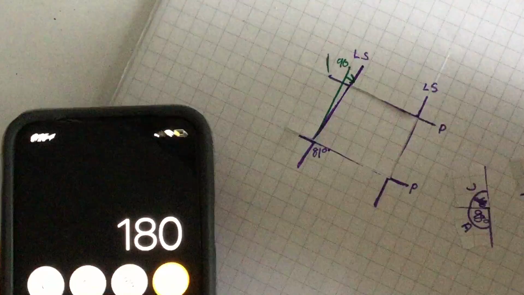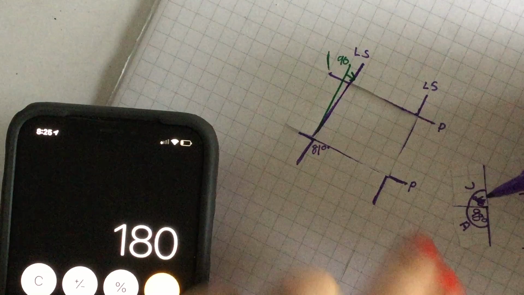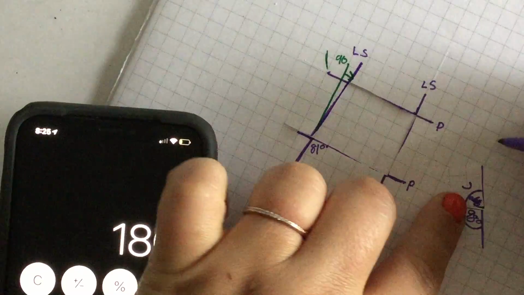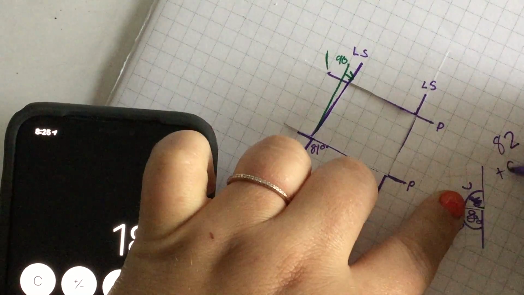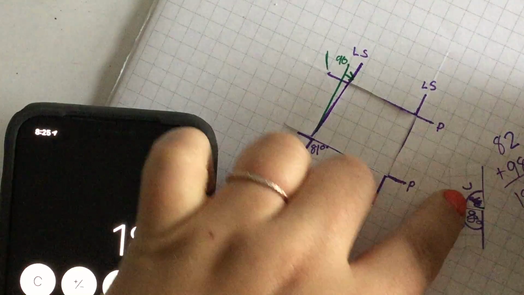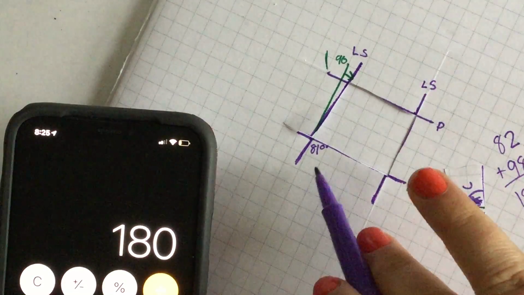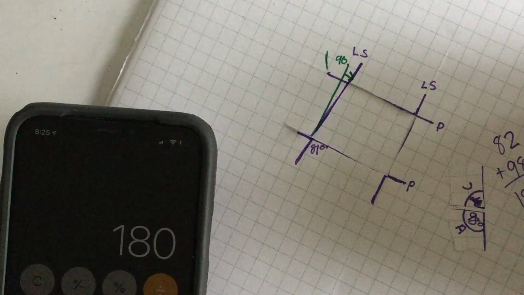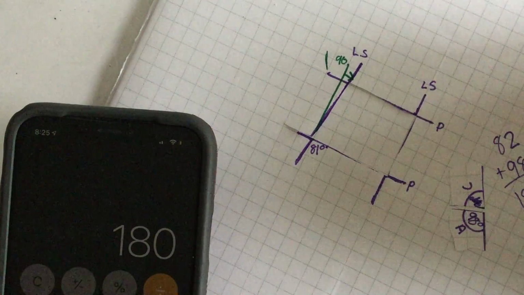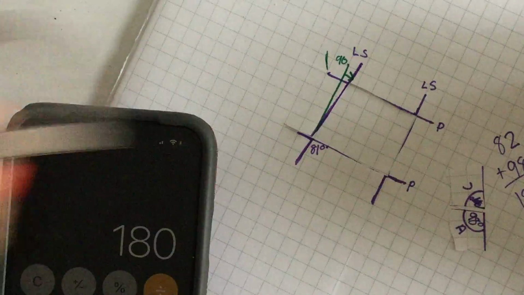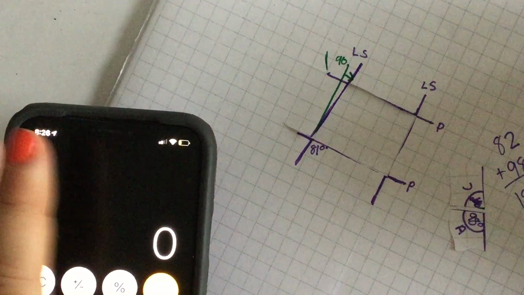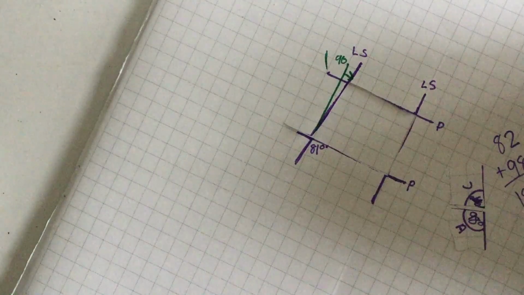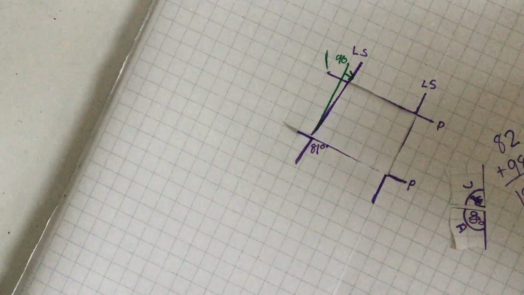Okay, so this was 80, we measured it maybe 81 or 82. So we, A and C, 82 plus 98 is 180. If you get anywhere close, we thought maybe 81. Well, 81 plus 98 is 179. Really, really close. If you have an exact protractor, you're going to get the answer exact. So if you get close to 180, super close, then you are correct.